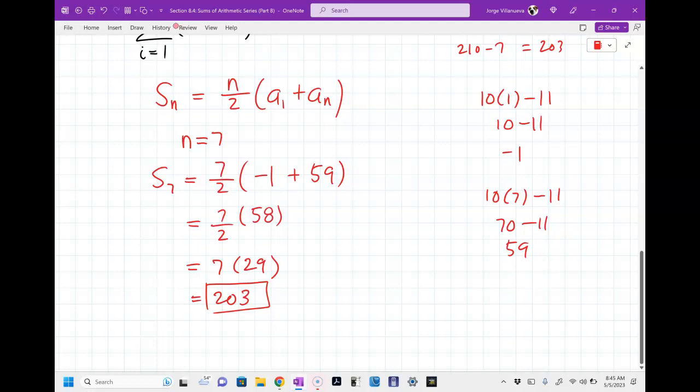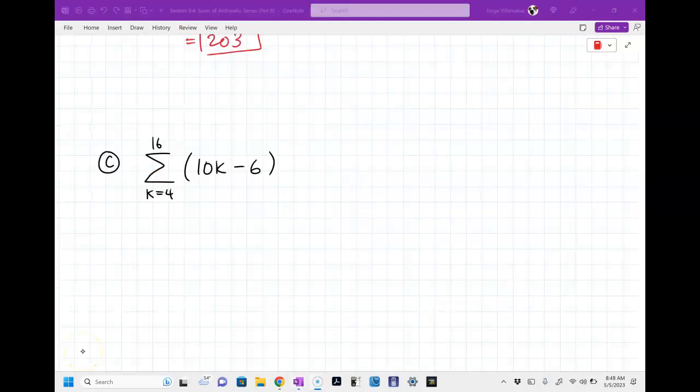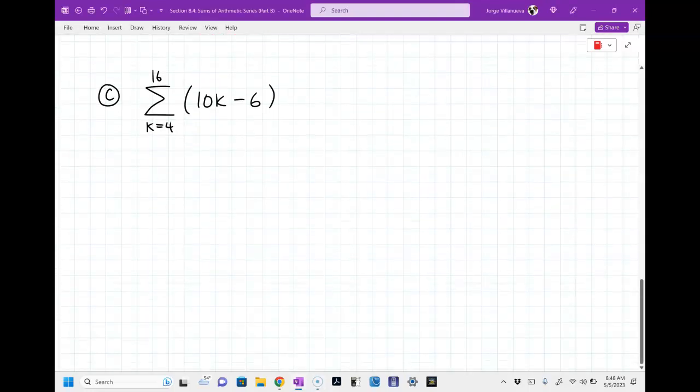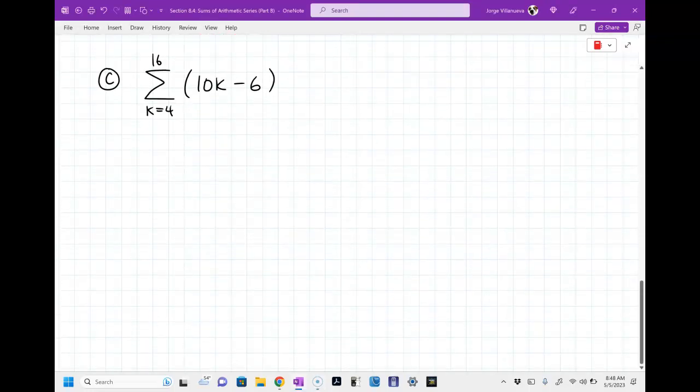So remember, your job is to figure out what is n, what is a sub 1, what is a sub n, my last term. You're figuring those things out. All right, so we're going to do this example here. The one thing, like I said earlier, was that not all of them start from 1. This one starts from 4. So they're saying from 4 to 16. So there are not 16 terms here. How many terms are there here?